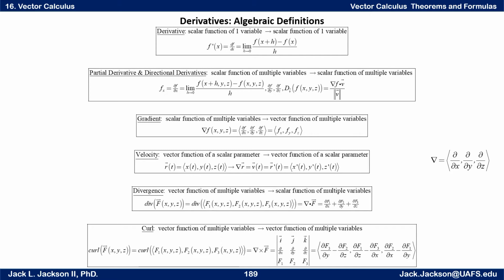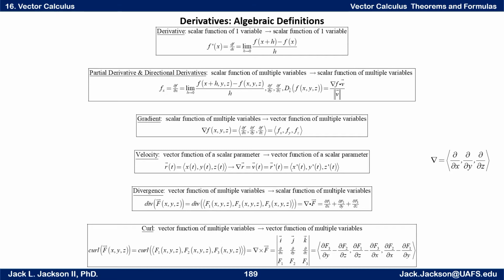A partial derivative and directional derivatives, they're scalar functions of multiple variables for the input, and the output is a scalar function of multiple variables. So f sub x, the partial derivative of f with respect to x, is the limit as h goes to 0 of f of x plus h, comma y, comma z, minus f of x, y, z over h. And similarly, we could define in a similar way the partial derivatives with respect to y and z.